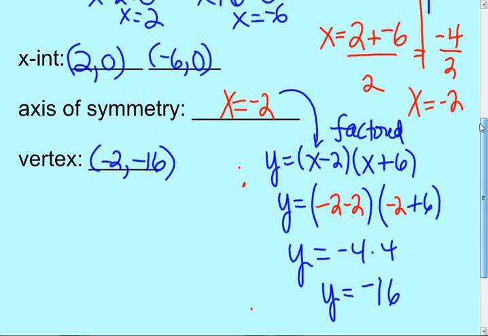What's the question? All you do is substitute in your axis of symmetry, your x value there, into your function equation and evaluate it, and that gives you the y coordinate.